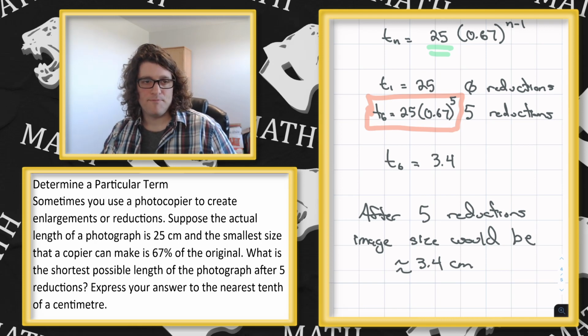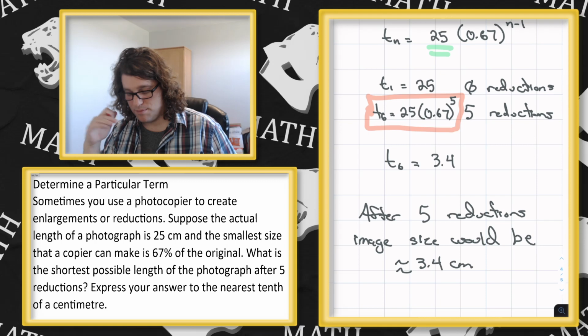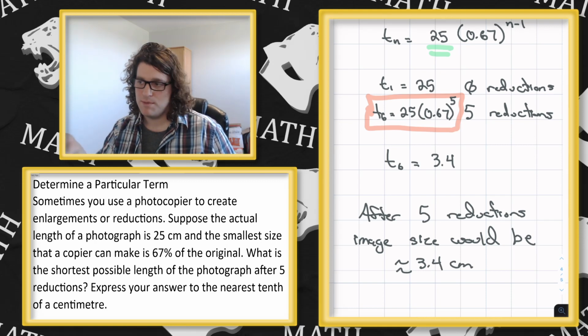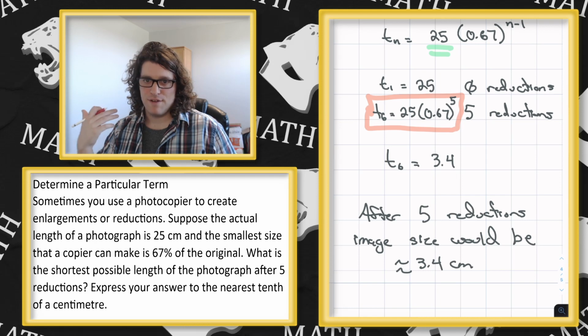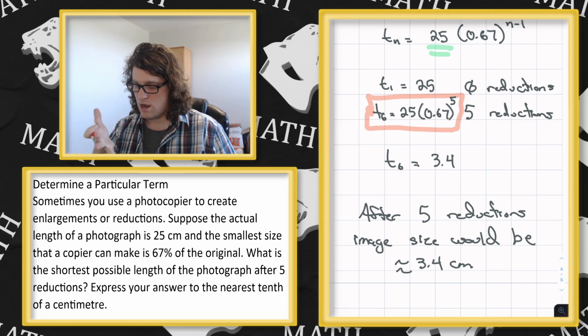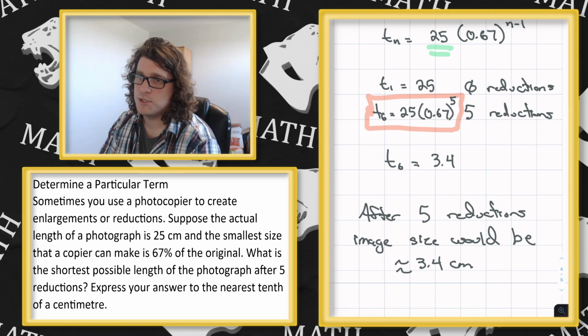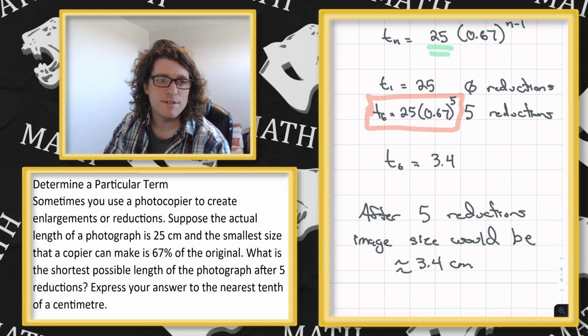All right, so again, we can just find some later term value without finding the ones in between. One of the benefits of being able to write a general term generator. So in this case, the general term, Tn is equal to T1 times r to the n minus 1.